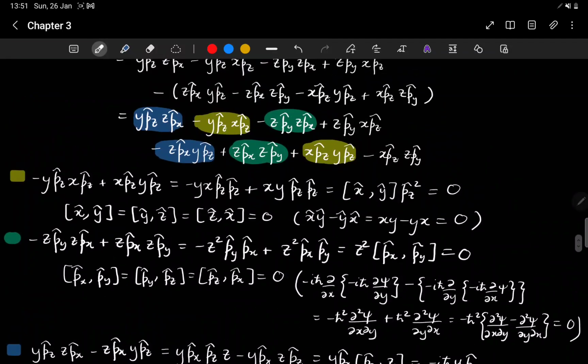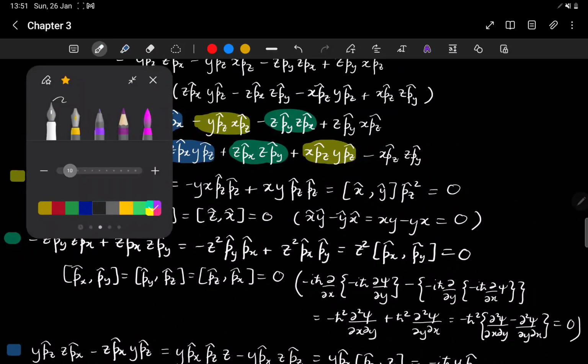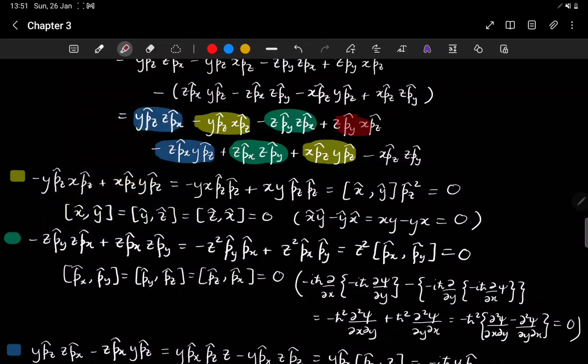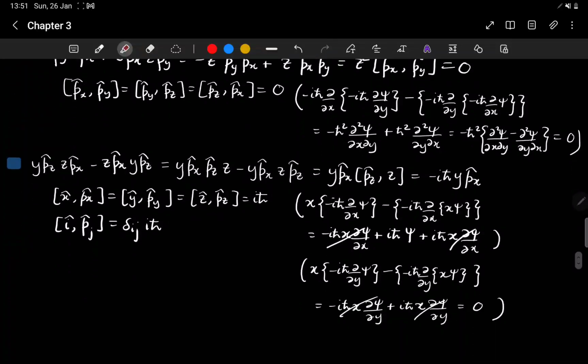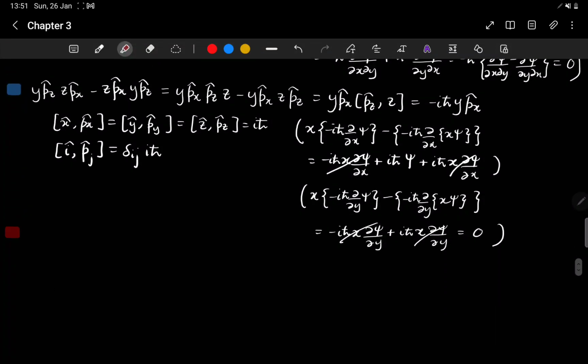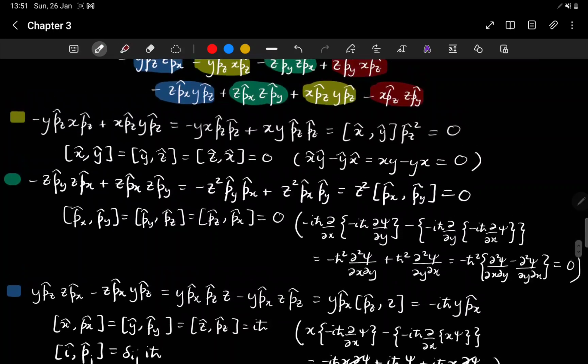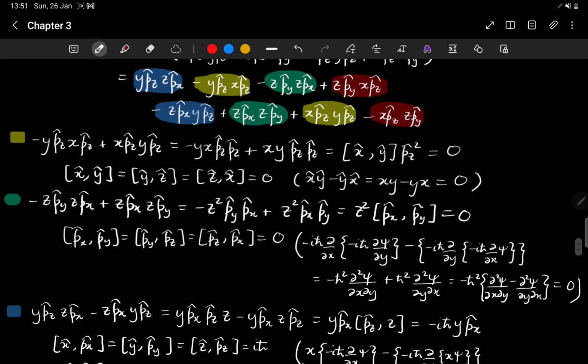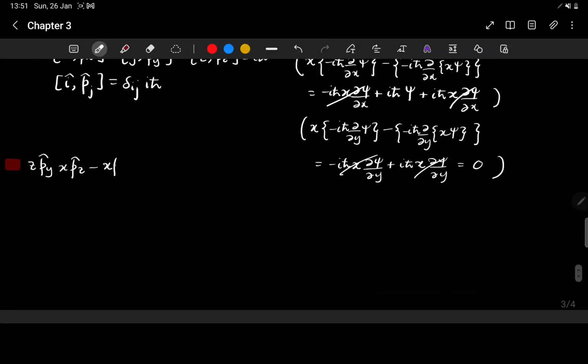Now let us look at the last pairing. Let me just change the color of the pairing. Let's say red. So this is the last pair, and let us look at the expression for that as well. So the red term is z py x pz minus x pz z py.